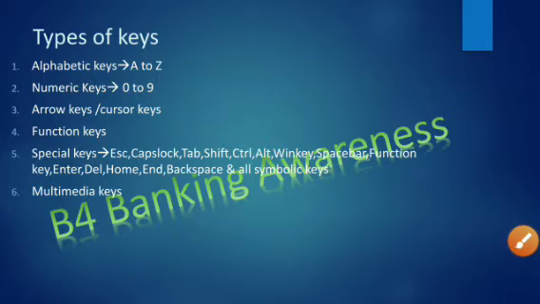Here I am showing you very important points which can be asked in the exam. Types of keys in a keyboard are 6 types of keys. First one is alphabetic keys, which includes from A to Z. Then next one is numeric keys, which are from 0 to 9. Next one is arrow keys, or we can call it as cursor keys. Next one is function keys. Then special keys. Special keys include escape, caps lock, tab, shift, control, alt, Windows key, spacebar, function key, enter, delete, home and backspace and all symbolic keys. And last one is multimedia keys.